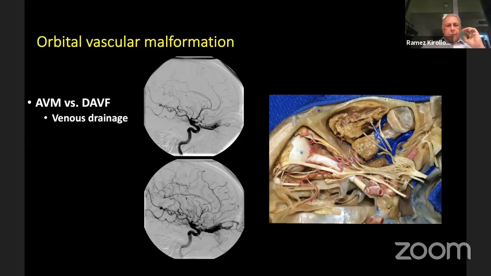And I have shown you that before. This is an AVM within the orbit around the ophthalmic artery. And it's not a dural fistula because it's draining here through the superior ophthalmic vein and not through the cranium. So this is an AVM of the orbit.